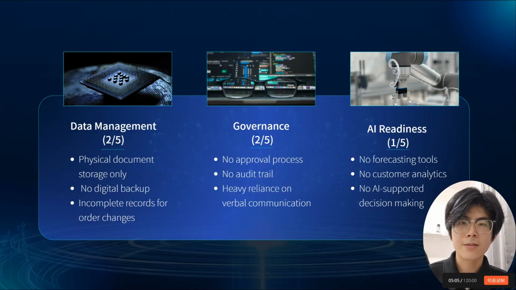Overall, Shanzi's restaurant has a functional revenue cycle supported by basic data tools. However, there are significant weaknesses in data management, governance, and AI readiness. This highlights several areas for improvement, which will be discussed in the next session.